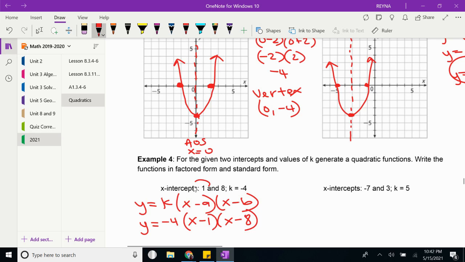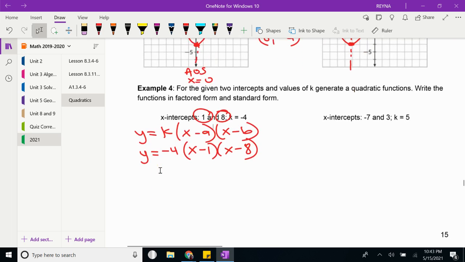Why? Because I need to be able to plug this number in to make it 0. So 1 minus 1 is 0. I need to be able to plug this number in. 8 minus 8 is 0. I want to make 0. So that's our goal. So this one's all done. We don't have to do anymore. It is now in factored form.